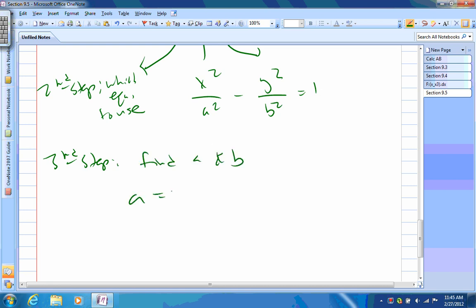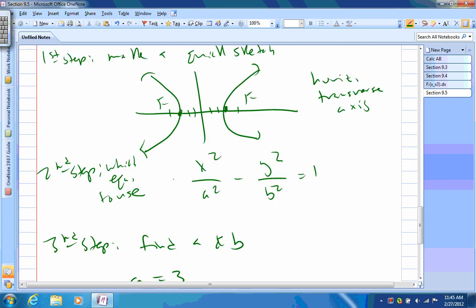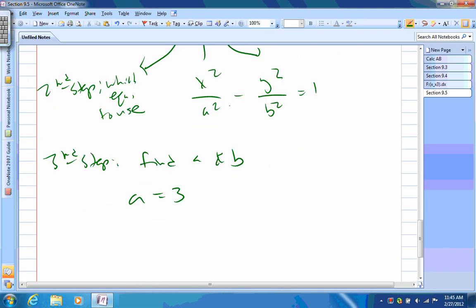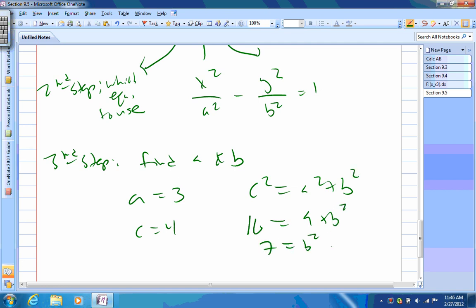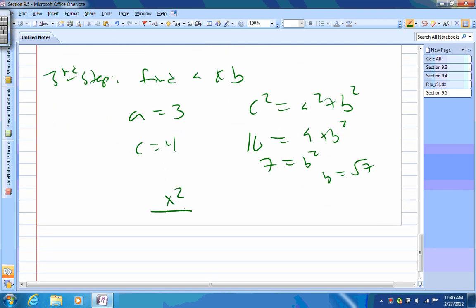Well, a is going to be easy. That's going to be 3 because that's going to represent our vertices. A is always for the vertices, just like the ellipses. For b, remember c squared equals a squared plus b squared. And we know c equals 4 due to the foci. So 16 equals 9 plus b squared. B squared is going to equal 7. So b is root 7. So the equation should be easy. X squared over 9 minus y squared over 7 equals 1.